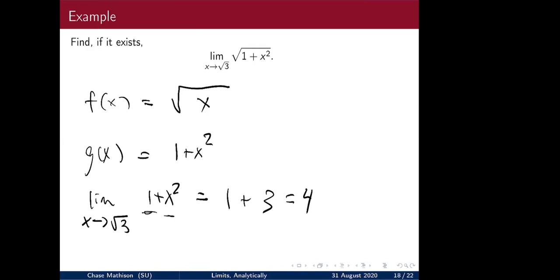Okay, and then I also need to look at, so this is L. Then I need to look at the limit as x approaches L from the last theorem. So the limit as x approaches 4 of f of x. And f of x is just the square root of x, right? So the limit as x approaches 4 of the square root of x. But the square root of x, that's just x to a power. That's just x to the 1/2. And so we have a rule for evaluating this, right? And so what is the limit as x approaches 4 of x to the 1/2?